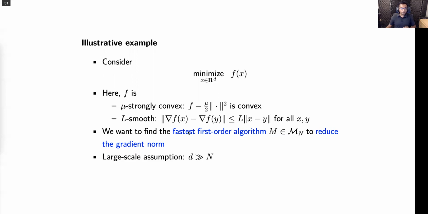Now, we want to find the fastest first order method to reduce the gradient norm squared. So the gradient norm squared is our performance measure, and it's going to be the gradient norm squared of the last iterate. Because hypothetically we are trying to solve it on a large machine learning problem or a large scale optimization setup, we will assume that the problem dimension d is much, much larger than the number of iterations we are going to run.